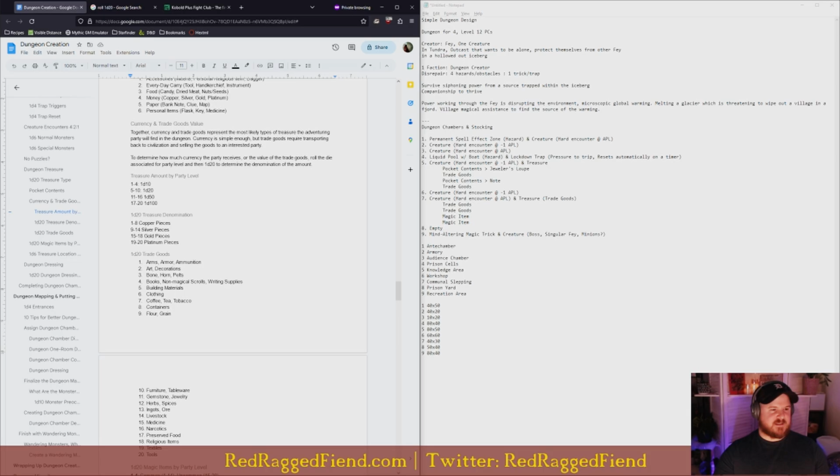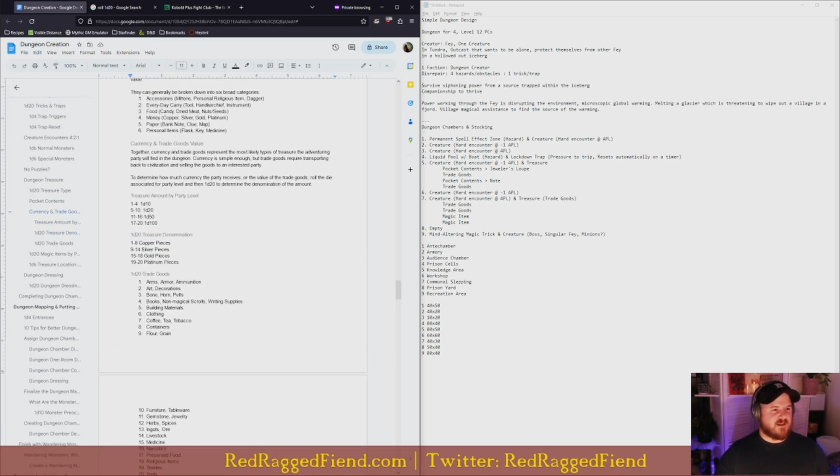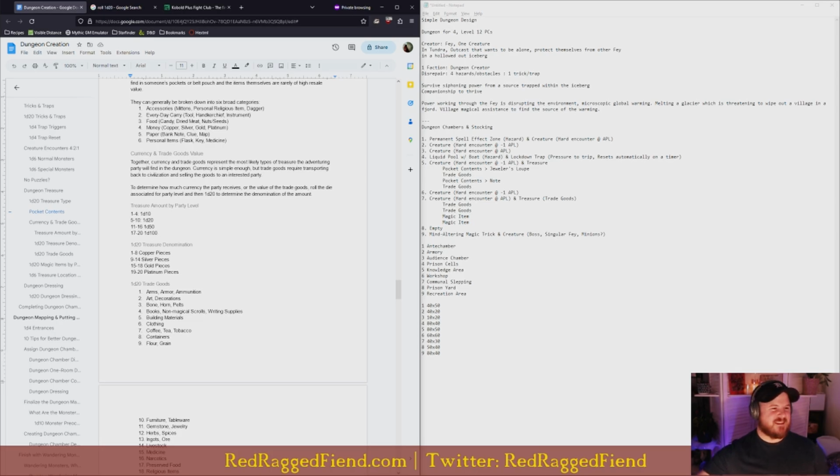All right, so this tells us treasure amount by party level, so that just tells us the amount. You combine this amount with the denomination to figure out the worth of things. Now, this treasure is not going to have any actual currency in it, which makes sense for a Fae just hanging out by themselves. Right, what are they going to spend coin on? But we do know that we have a level 12 party, so they would be using the 1d50. We just need to know what type.